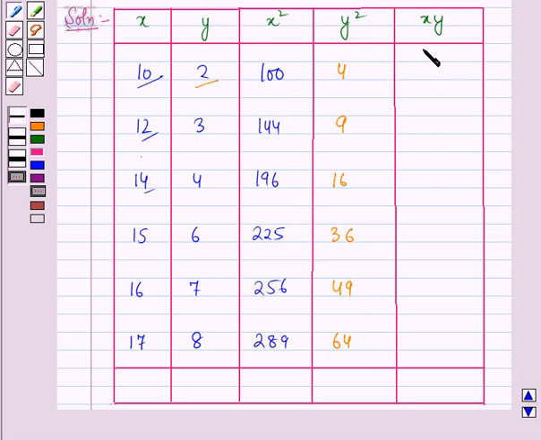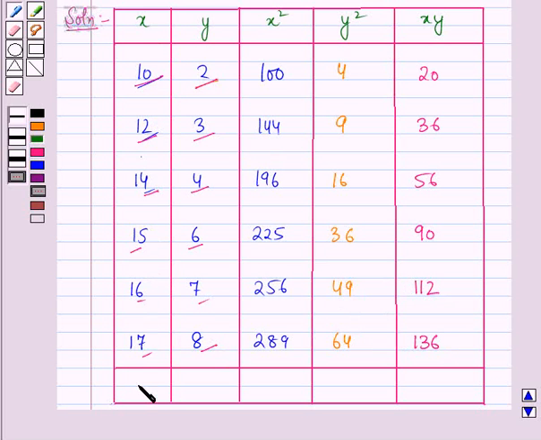Now in the last column, we will multiply different values of x and y. So here it will be 10 into 2, which is 20, 12 into 3, which is 36, 14 into 4 will be 56, 15 into 6 will be 90, 16 into 7 is 112, 17 into 8 is 136.